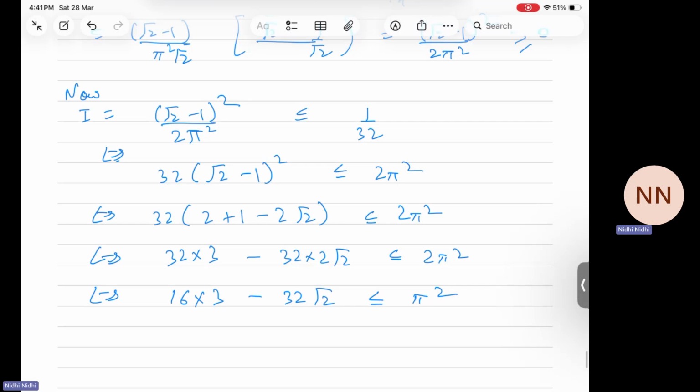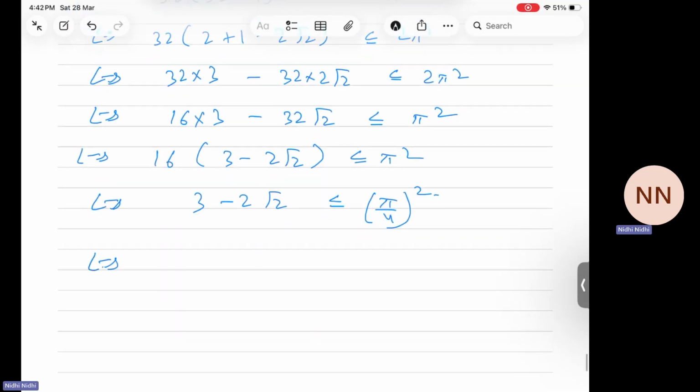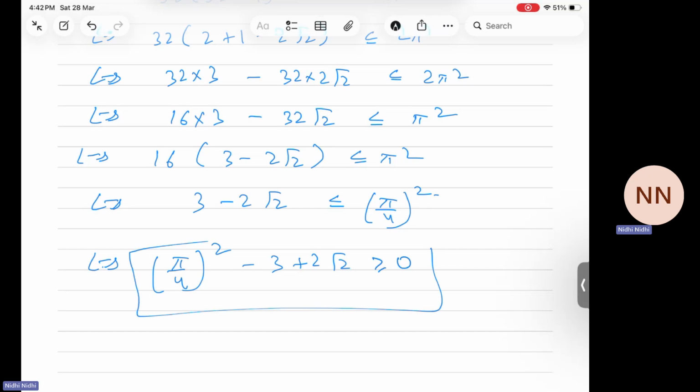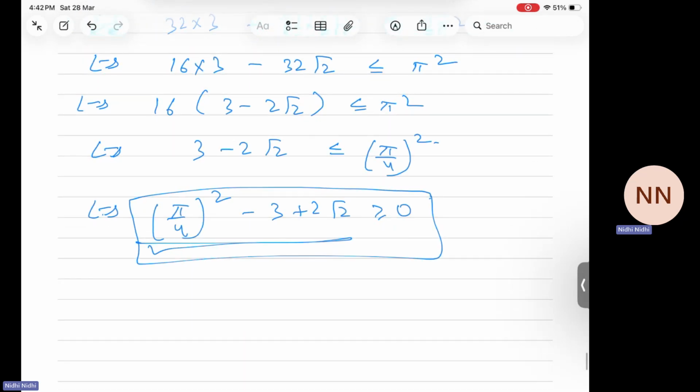So this gives us 16 times (3 minus 2 root 2) is less than or equal to pi square. So this happens if and only if 3 minus 2 root 2 is less than or equal to (pi by 4) whole square. So this happens if and only if (pi by 4) square minus 3 plus 2 root 2 is positive. So all we need to check is this value. Now if this is positive, then I will be less than or equal to 1 by 32, and if this is negative, then it will be greater than 1 by 32.